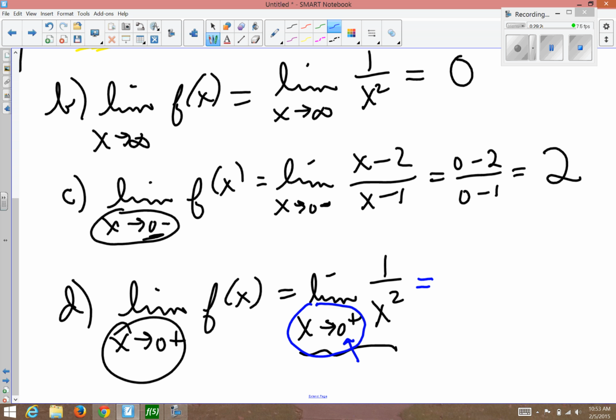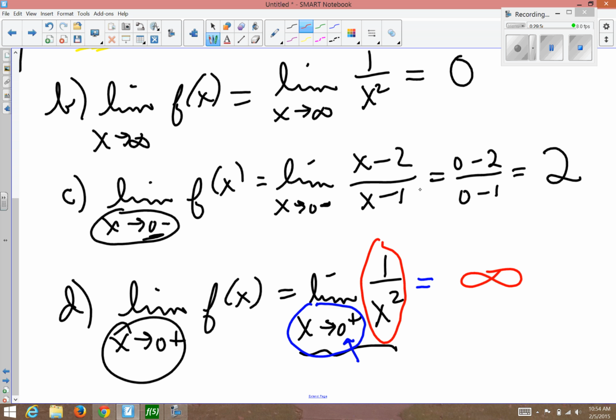That's a million. I can see on my calculator, this right here, 1 over x squared, is getting larger and larger and larger. I got 100, then 10,000, then a million. As I made x get closer and closer to 0. I made x 0.1, then 0.01, then 0.001. So we're calling the answer to part D infinity.